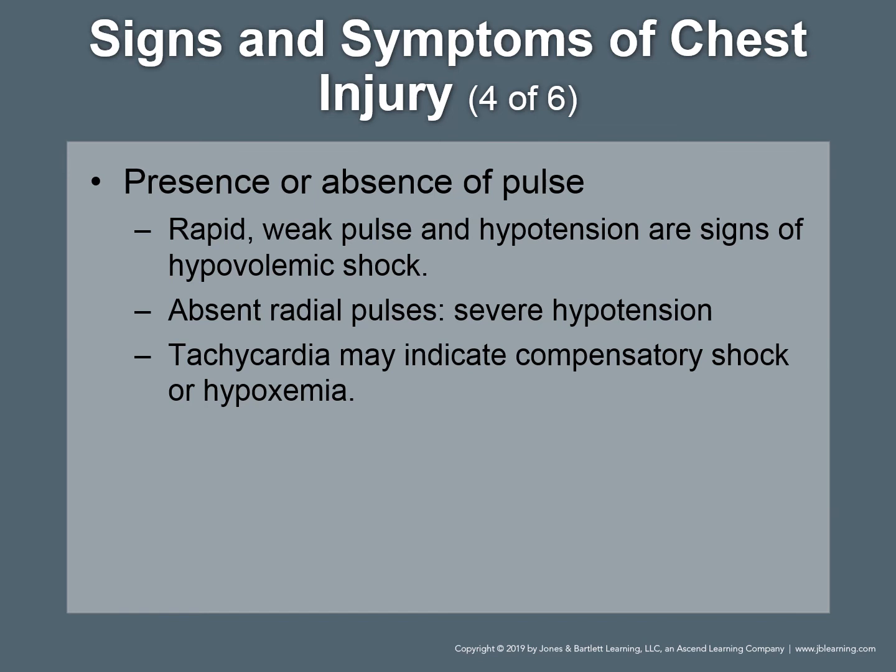Presence or absence of a pulse, a rapid weak pulse, and hypotension are signs of hypovolemic shock, which could include bleeding in your chest. Absent radial pulses cause severe hypotension. That means your systolic blood pressure is below somewhere between 80 and 90. I think the new text says if you lose your radial pulse, your systolic blood pressure is more than likely below 80. And a tachycardia may be an indication of hypoxemia or compensatory shock. So remember, your tachycardias are very, very important to watch, and make sure if your patient shows tachycardia that you are checking for all of those underlying injuries.